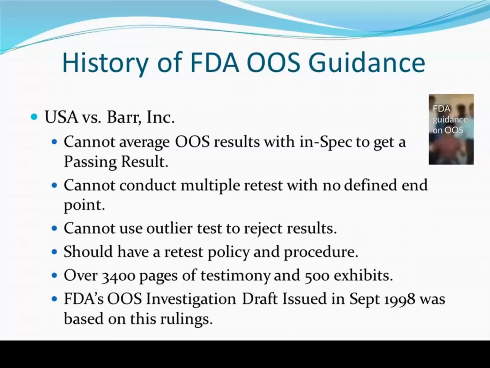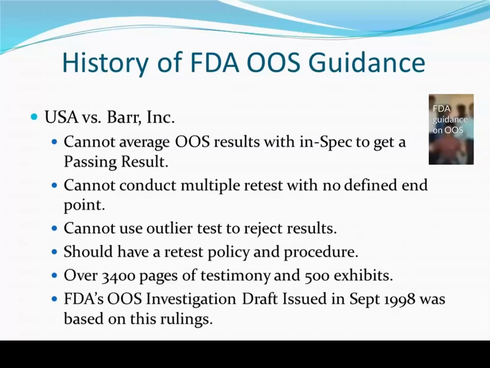They were utilizing statistical outlier tests to reject chemistry results. And they had no retest policy and procedure. There was no standard operating procedure that guided any of the analysts or employees on what to do if an OOS result was generated in the laboratory. As a result of all of this, the FDA decided that they were partially at fault.